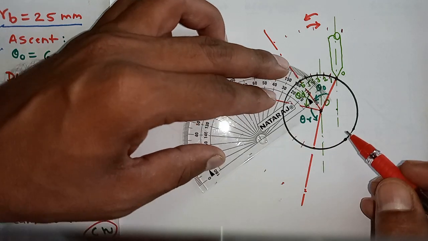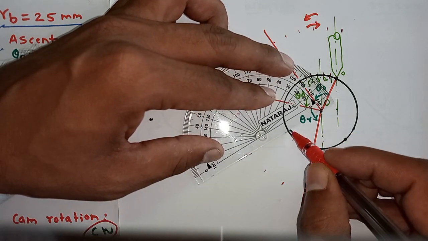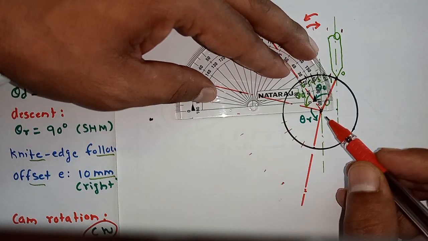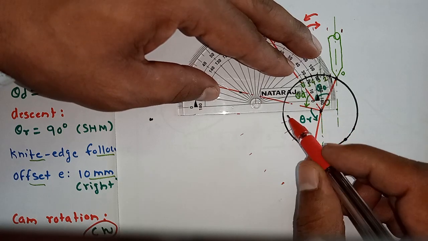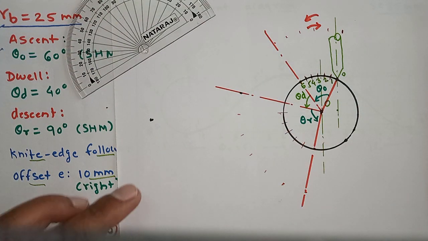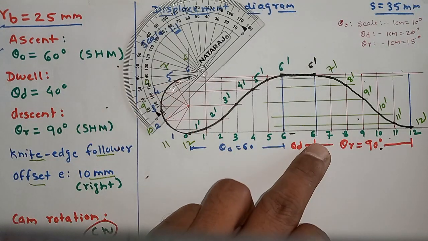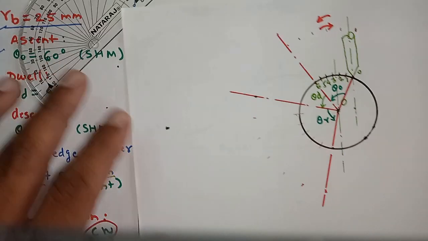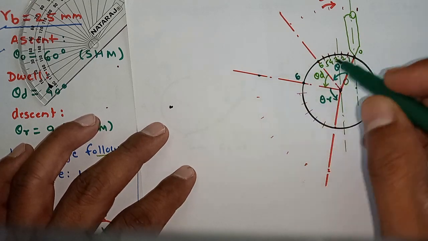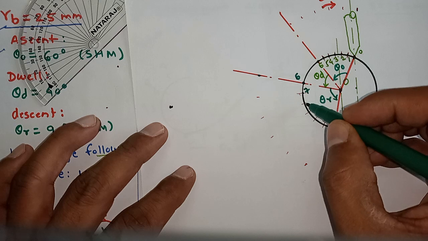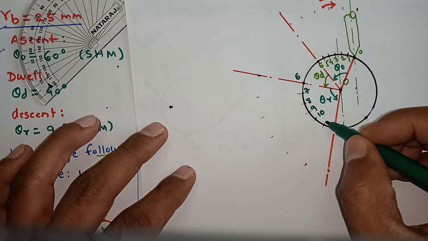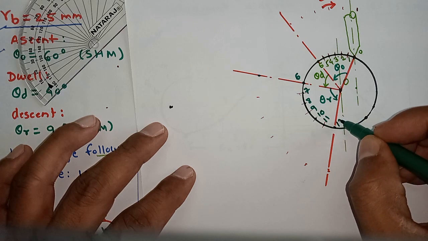This is 1, this is 2, this is 3, this is 4 and this is 5. I will number these divisions. For return stroke angle it is 6 to 12. So this is my 6, because this is dwell period. This will be 7, 8, 9, 10, 11 and this is 12.